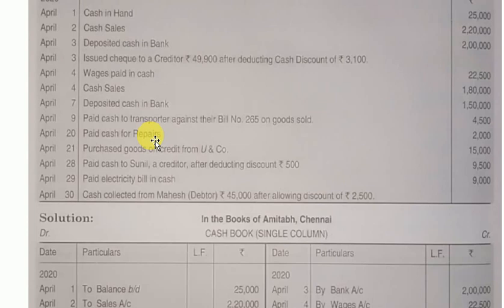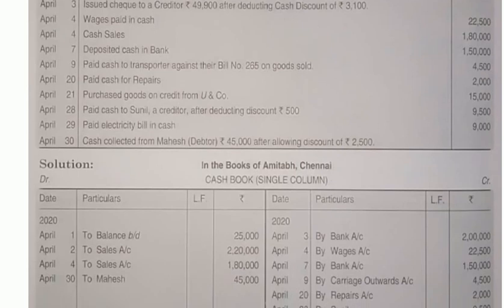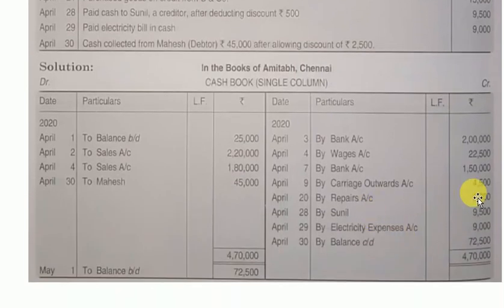Now proceed to the next transaction, that is paid cash for repairs. So here we are paying cash for repairs worth rupees 2,000. So this is also a case of outflow of cash from the business. So this is also recorded on the credit side by an entry of by repairs account 2,000, April 20.